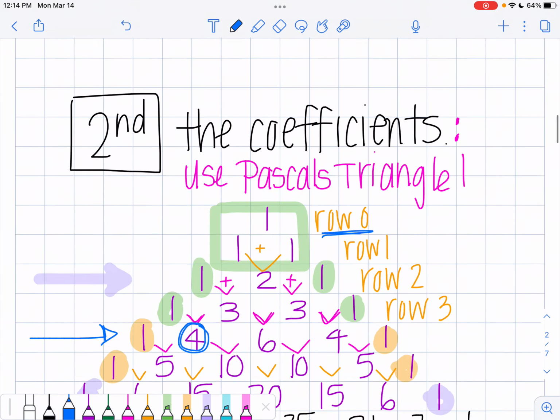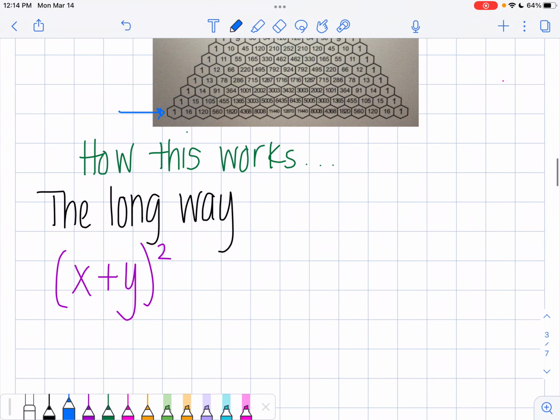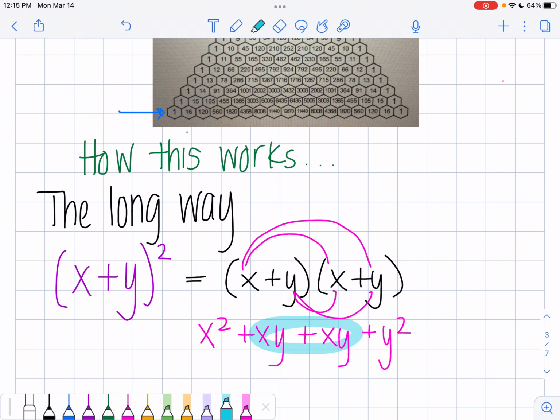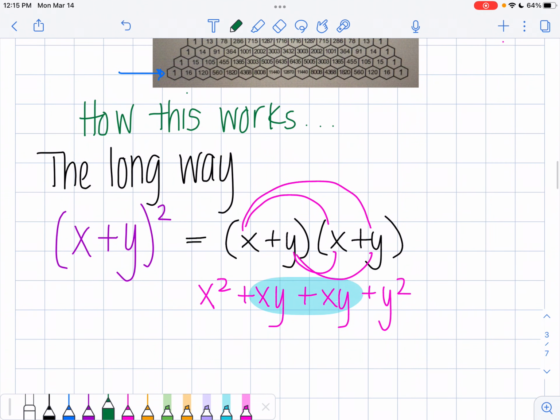So you might ask though, how does this even work? So remember when we would multiply this out, if we used the long way, if we used FOIL. Okay, so we go first, x times x is x squared, outer, x times y is xy, inner, y times x is also xy, and y times y is y squared. These are my like terms, I can combine them together. So I ultimately end up with x squared plus 2xy plus y squared.